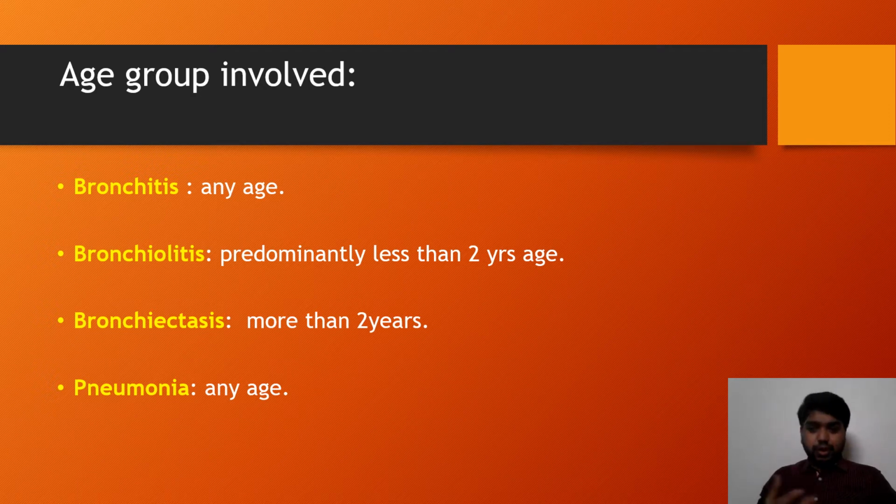Bronchitis can present at any age, whereas bronchiolitis is predominantly in children less than 2 years, and bronchiectasis in more than 2 years. As we discussed, bronchiectasis is a chronic phenomenon, so definitely it develops after 2 years. Whereas pneumonia can develop at any age; even newborns can get affected.